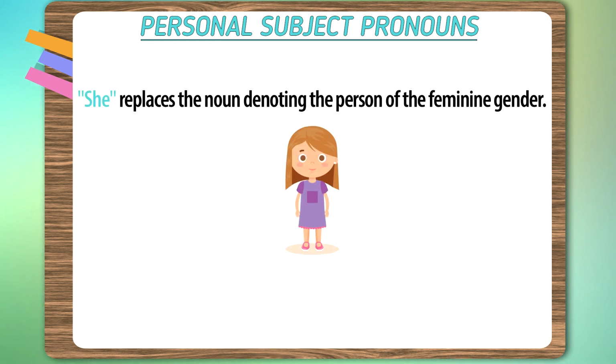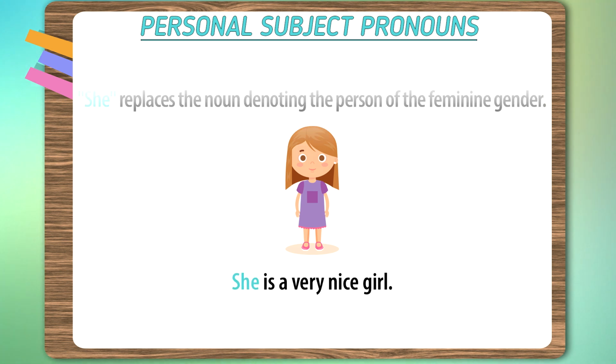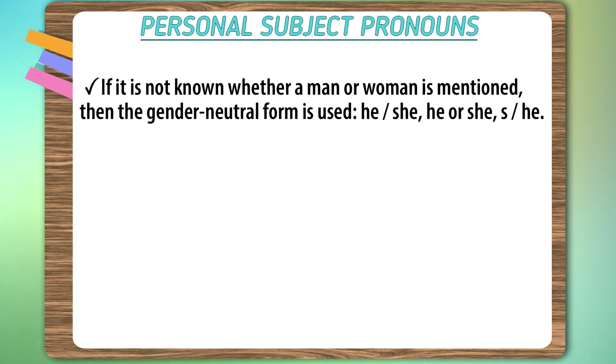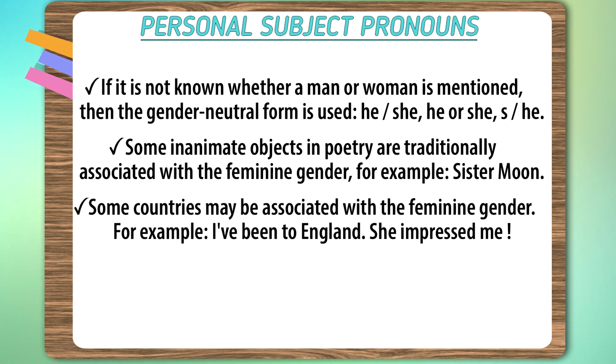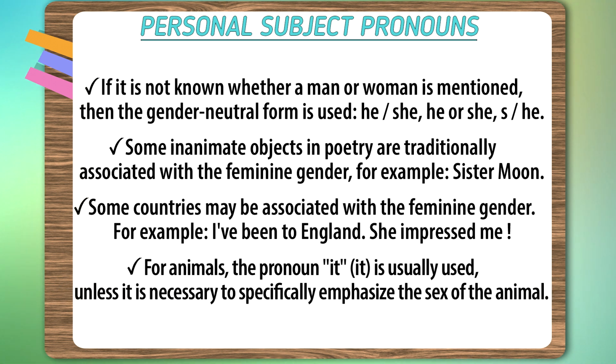The pronoun she replaces the noun denoting the person of the feminine gender, the third person singular. For example, she is a very nice girl. If it is not known whether a man or a woman is mentioned, then the gender-neutral form is used. Some inanimate objects in poetry are traditionally associated with the feminine gender. For example, sister moon. Some countries may be associated with the feminine gender. For example, I've been to England. She impressed me. For animals, the pronoun it is usually used, unless it is necessary to specify or emphasize the sex of the animal.